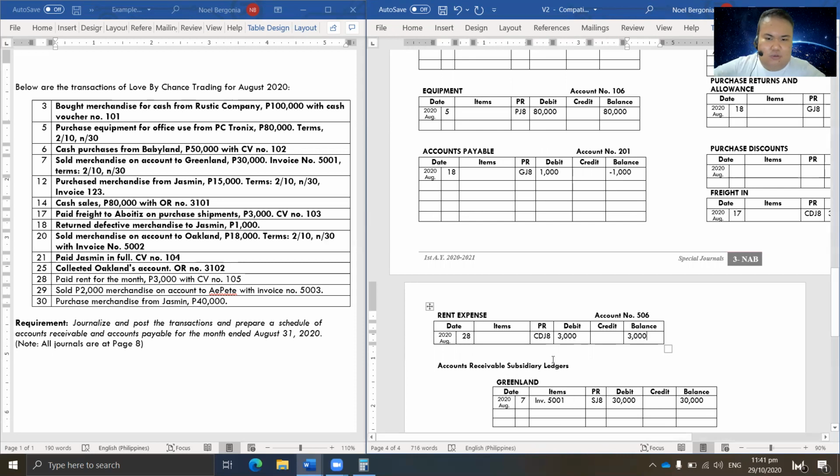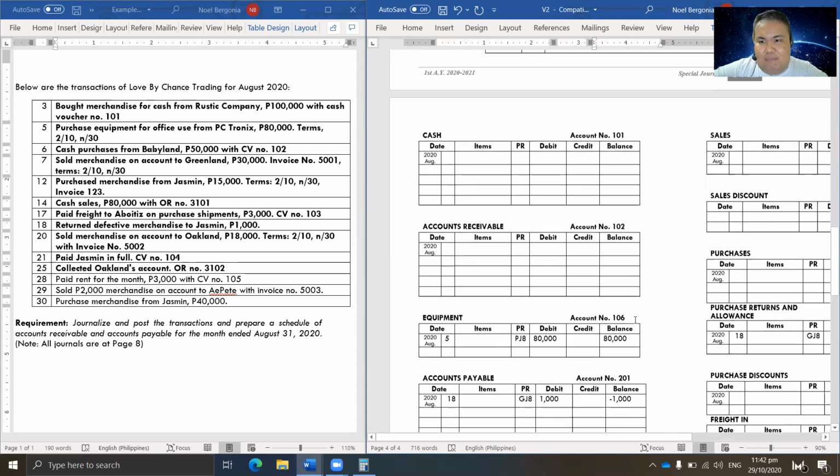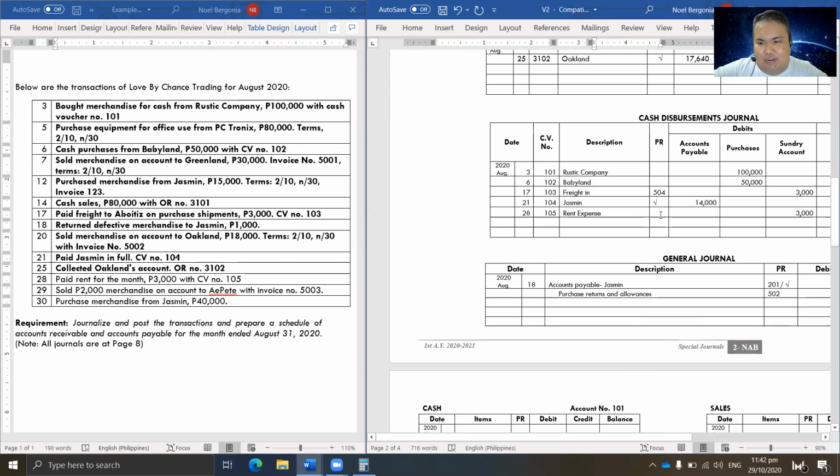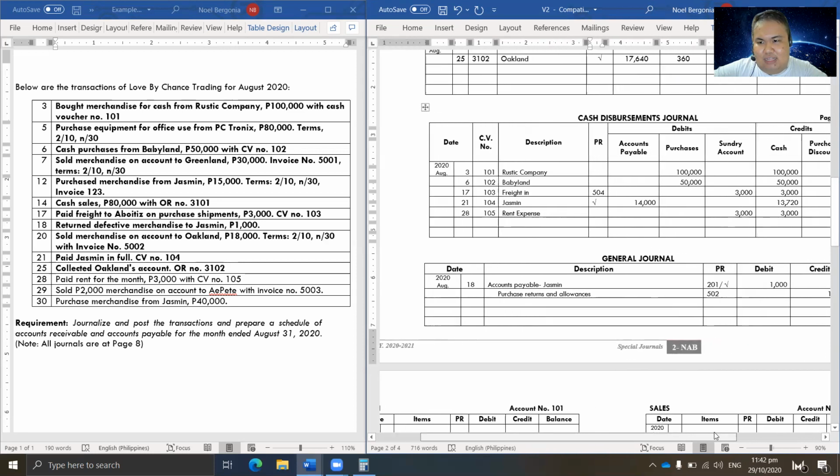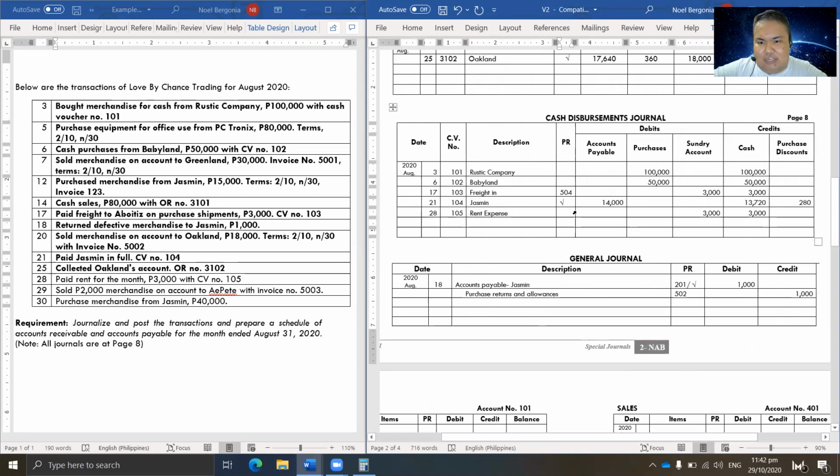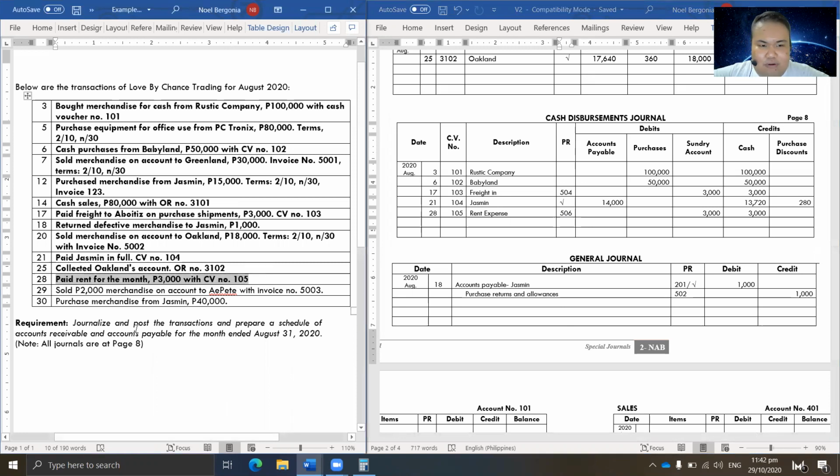So what's the account number? 506. So anong gagawin? Balik doon sa journal para ilagay yung posting reference. So lalagay na natin yung posting reference sa cash disbursements na 506. So it means posted na yung ating rent expense. So we're done with the 28. Konti na lang, last two na lang po.